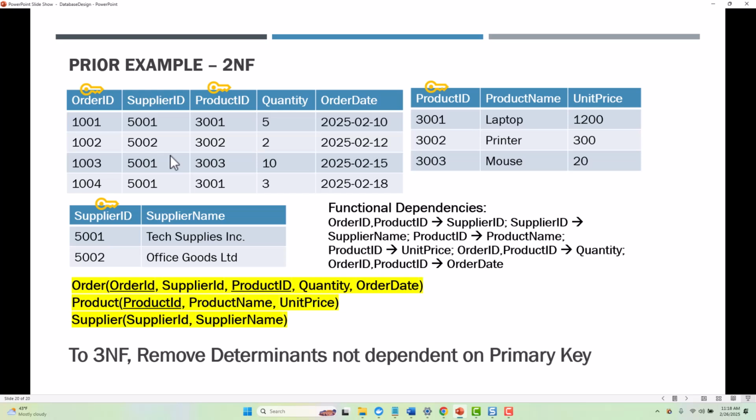Now we're going to go through a bunch of additional examples in the next video. Some of them are going to be a little more abstract, but I think it's going to give us the practice we need to identify what form we're at to begin with, and then where we need to go to get it to 3NF at least.